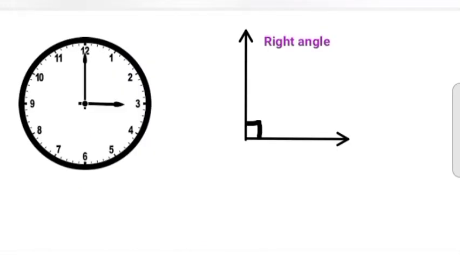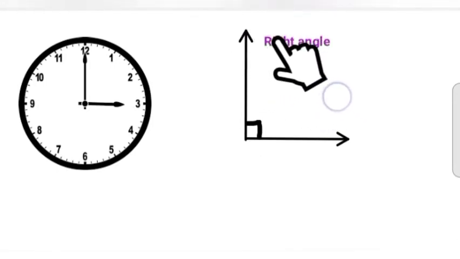Look at this clock. The clock shows 3 o'clock. So this is a base line. And the next line stands perpendicular to it. Perpendicular means this is not at a slant, it is in a straight standing line. Isn't it? So this is called perpendicular. So it creates a right angle. So this is a right angle.